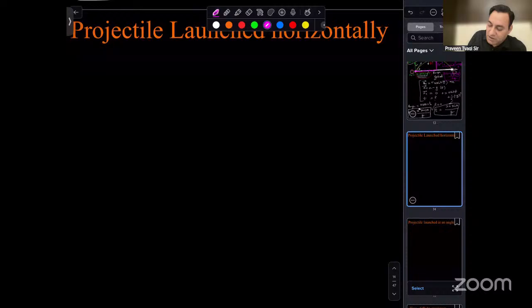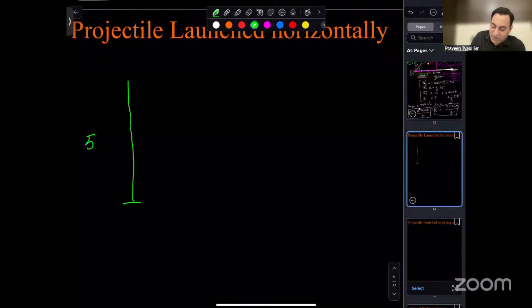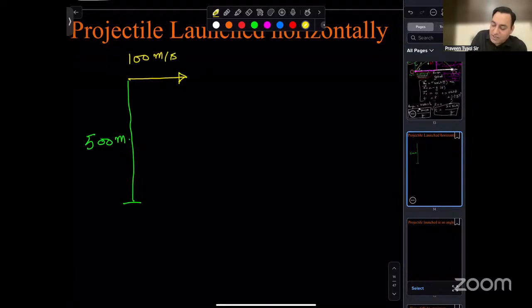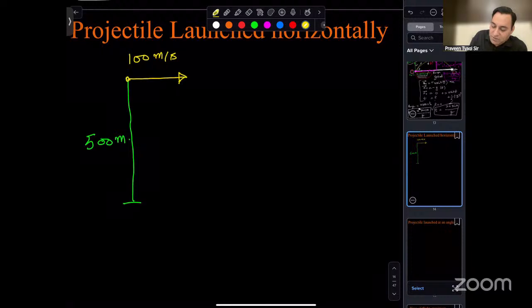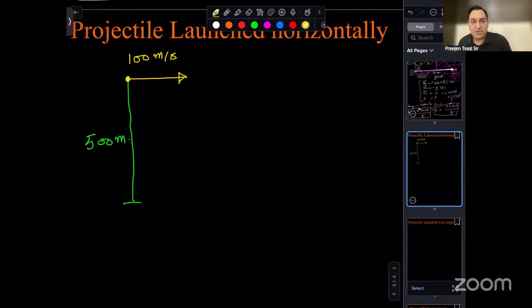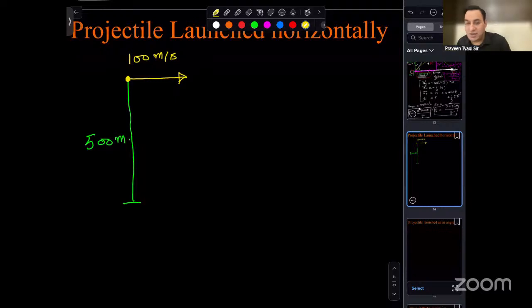I'm giving you a question. A projectile launched horizontally. Suppose there is a building which is, say, 500 meters high, and I throw a stone horizontally with 100 meters per second. Can you tell me what is the initial horizontal speed of this projectile? 100. And what is the initial vertical velocity of this projectile? Initial vertical is 0. Yes, Soham, good. Initial vertical is 0 and initial horizontal is 100.